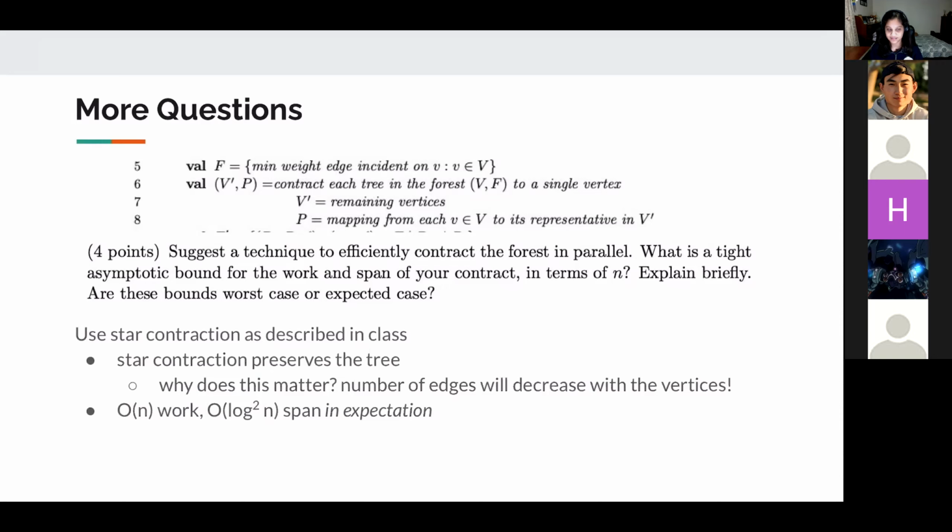Okay. Let's talk about one more part of this. Sorry, someone is saying something. Go ahead. Oh, no, never mind. I thought someone was asking a question.